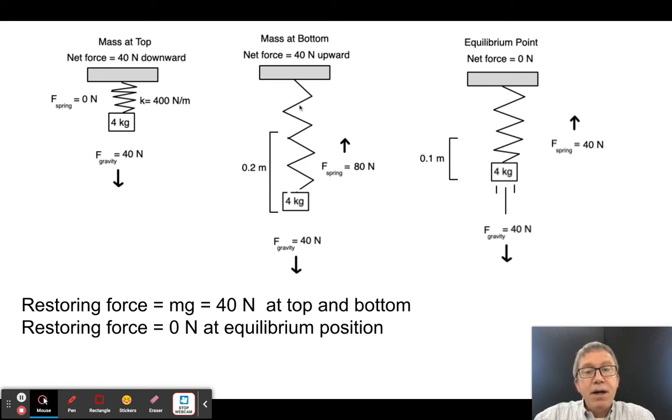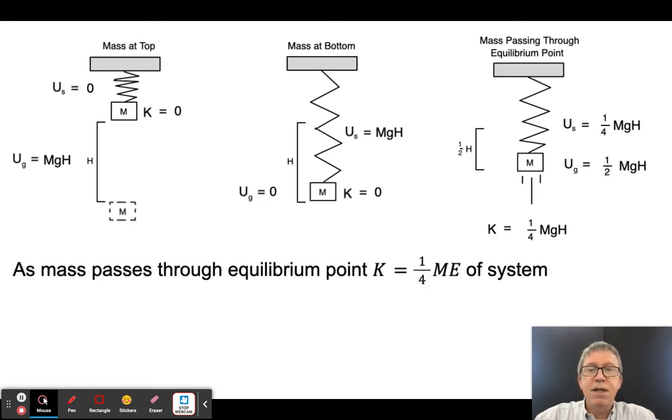Now, here at the bottom, at the maximum stretch point, the spring force is going to be 2 times what it was here. So it's 80. This is 40. So that gives me a net of 40 up, which is the same as it was at the top. Now, here it gets a little bit tricky, but you can figure this one out.